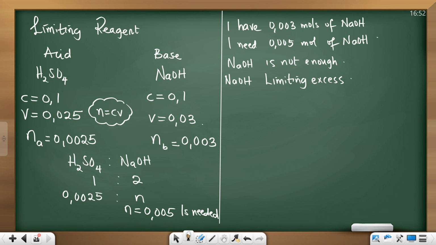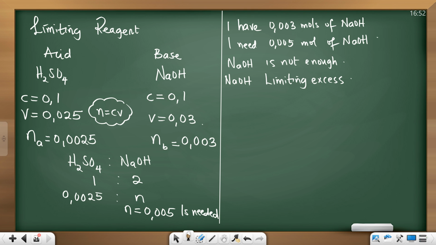I don't know if that makes sense. My final solution is acidic. Why? The base is used up. It's limiting. Let me know. Thumbs up, thumbs down, those of you at home. Let's see if we're on the same page. It makes sense? Makes sense so far? All right.